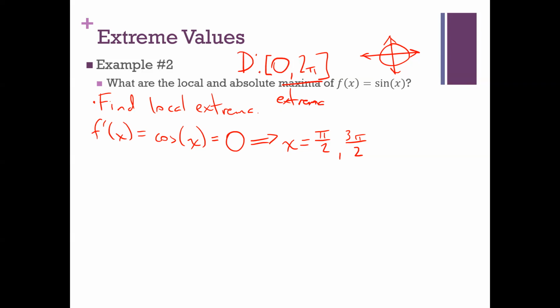I have to plug those values into the original function. Yep. Remember, one of the first things we talked about, and this came from you, not from me, was that when you're looking at any kind of extrema, you're looking at y values. So if I want y values, I really need to go back to my original function and plug in these input values. What is the sine of pi over 2? That's equal to 1. What is the sine of 3 pi over 2? Negative 1.